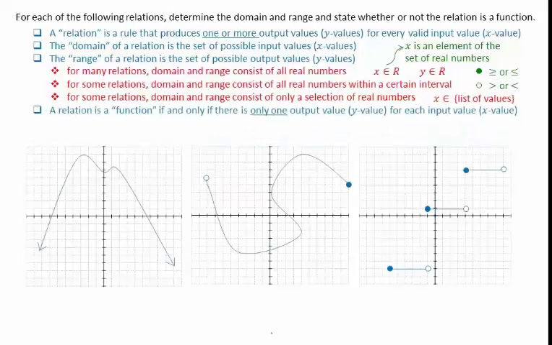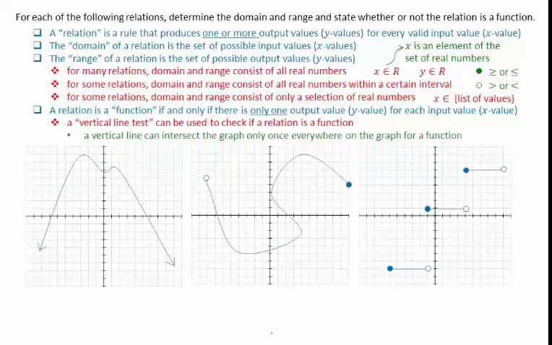A relation is a function if and only if only one output value exists for each input value. We can use something called a vertical line test to check if a relation is a function. To do this, a vertical line can only intersect the graph once, everywhere on the graph, for the relation to be a function. Let's consider the first graph.